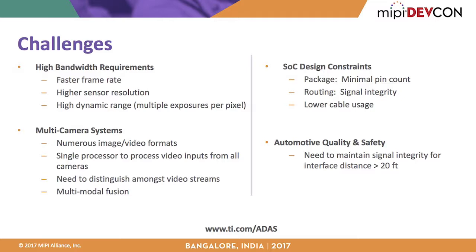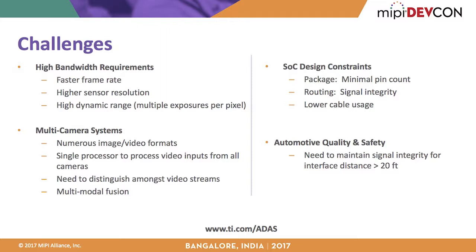So when you combine them all together, you see a very, very high bandwidth use case. Other challenges in automotive multi-camera systems. So for example, surround view, there are 4 cameras, all of them sending data to the processor. And the processor not only has to receive the image from the camera, it also has to distinguish which pixels belong to which camera so that it can adequately process them.